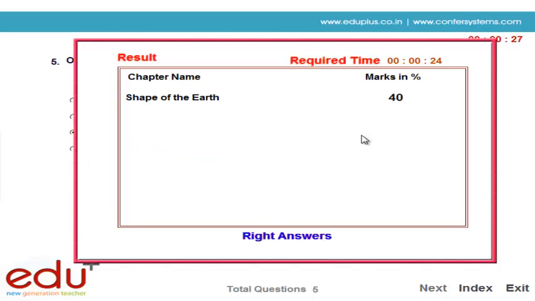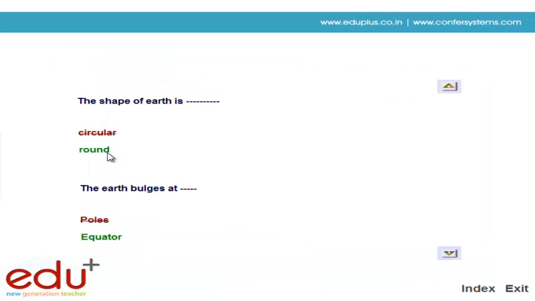After finishing the test, the result is displayed. In this result, the required time and marks obtained are shown, and if you want to see the correct answers, then click the right answer button. Here, the correct answer is displayed in green color and the wrong answer is displayed in maroon color. Here friends, our test is finished. Right now, we exit the game.